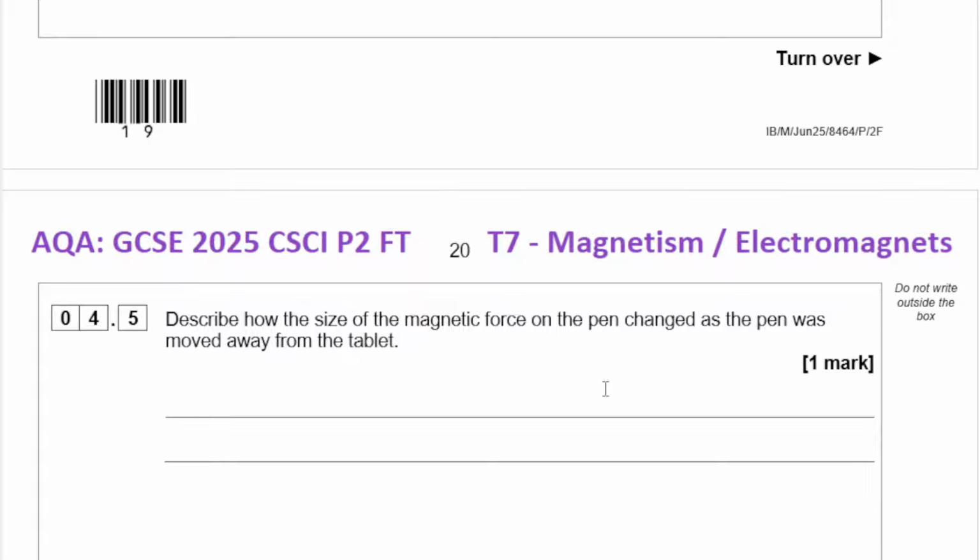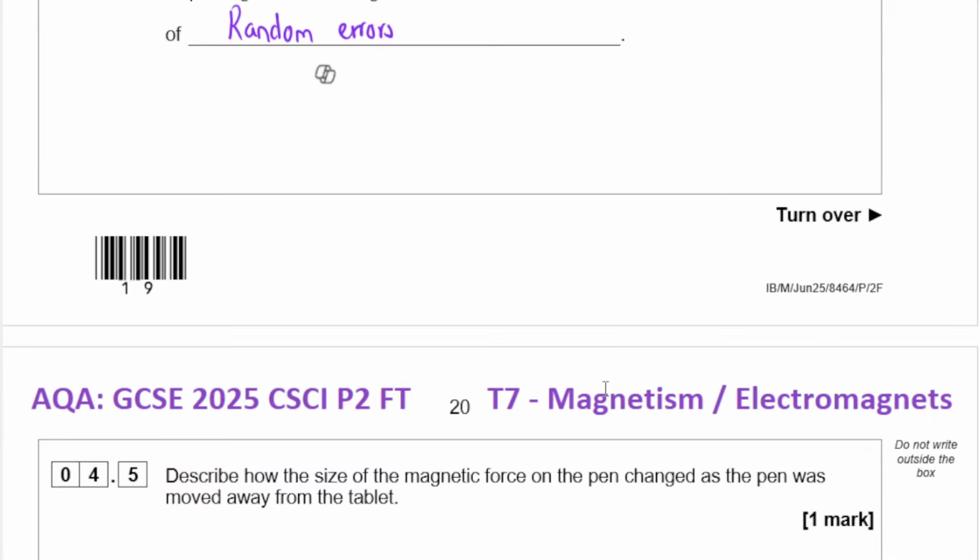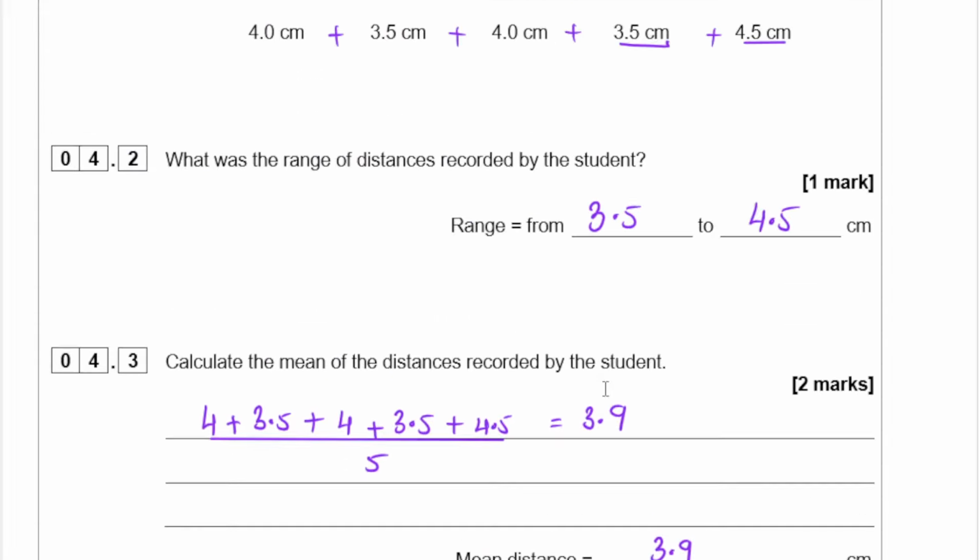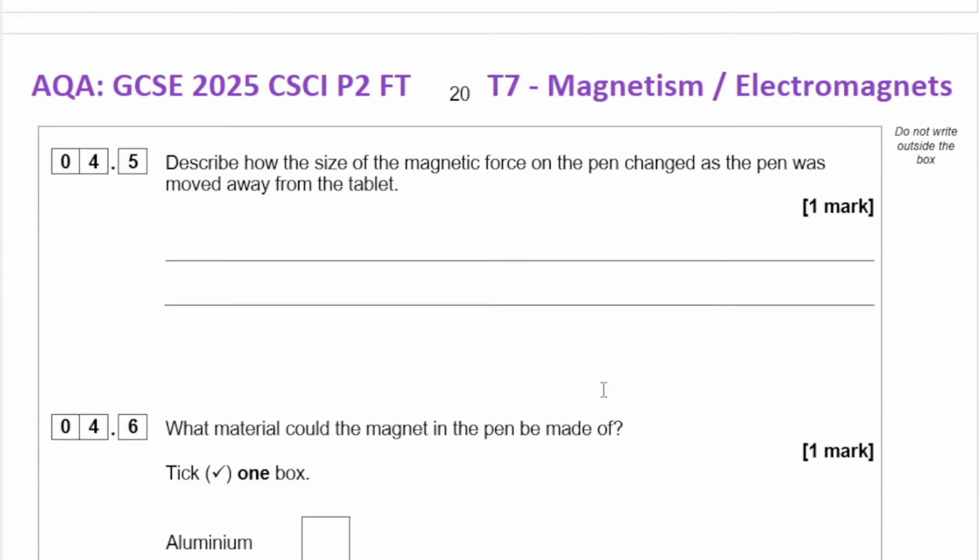Describe how the size of the magnetic force on the pen changed as the pen was moved away from the tablet. They haven't given you any values here for you to be able to answer that question. So here you should know that if you move it further away from the tablet, the force should actually decrease because it's not going to be attracting the pen easily.